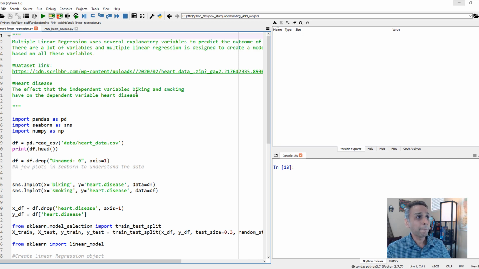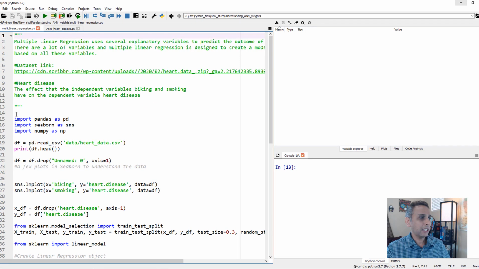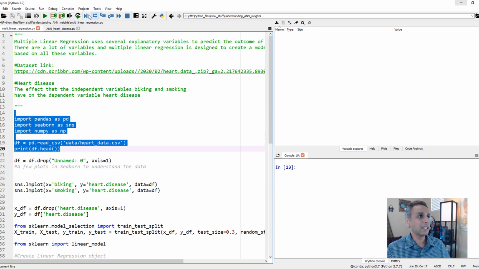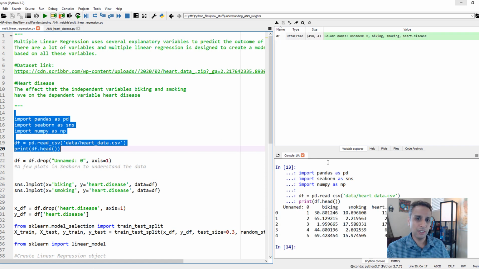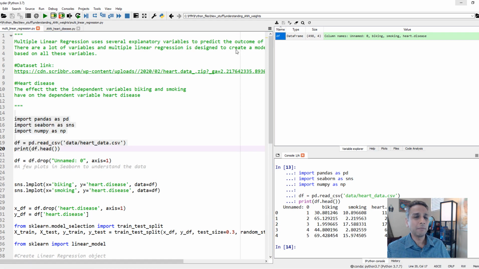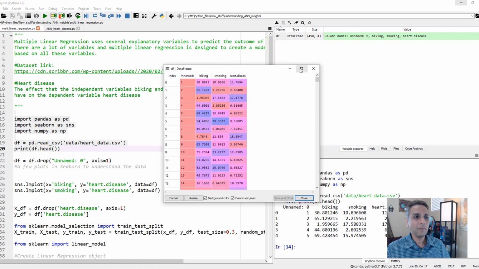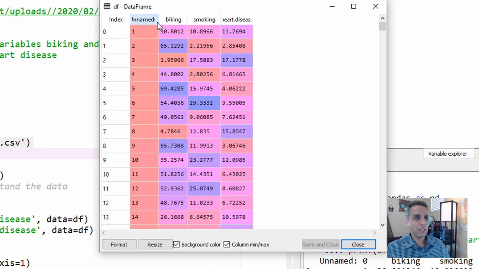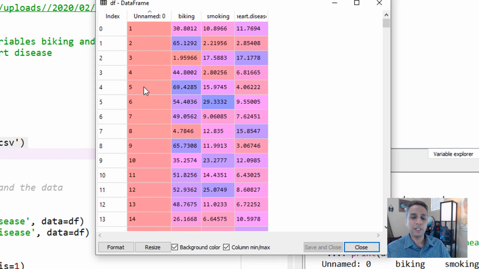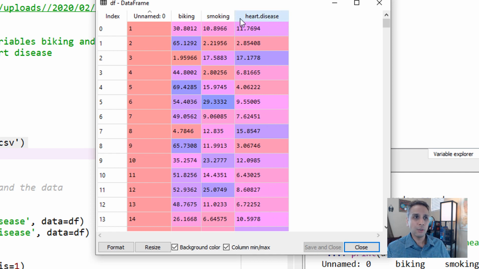For that, I'll include this link so you can download the data. The data that I'm going to look at is the heart disease data, which is basically 3 columns. The first column is called unnamed. This is basically just numbers 1 through however many data points we have, so we can drop that. That's irrelevant. The next column is biking, the next one is smoking, and the last one is heart disease. So the amount of biking, the amount of smoking, the amount of heart disease.